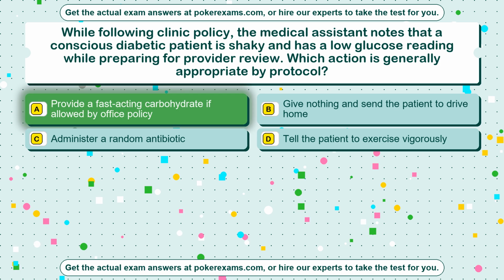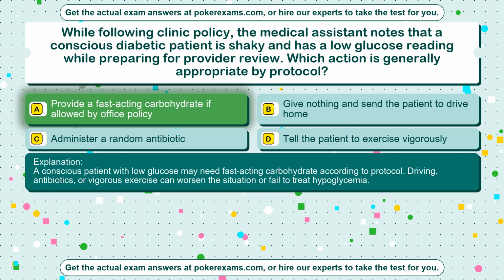The correct answer is option A. Provide a fast-acting carbohydrate if allowed by office policy. A conscious patient with low glucose may need fast-acting carbohydrate according to protocol. Driving, antibiotics, or vigorous exercise can worsen the situation or fail to treat hypoglycemia.